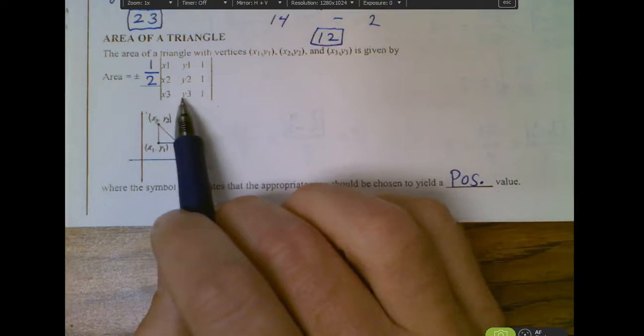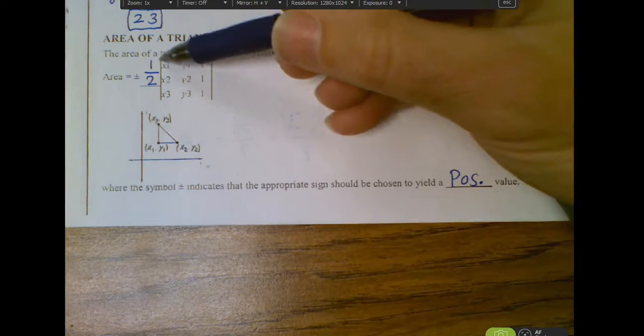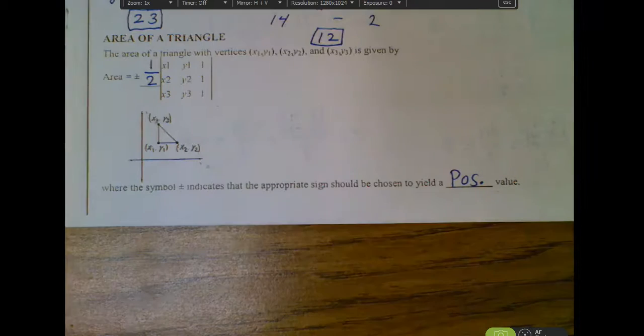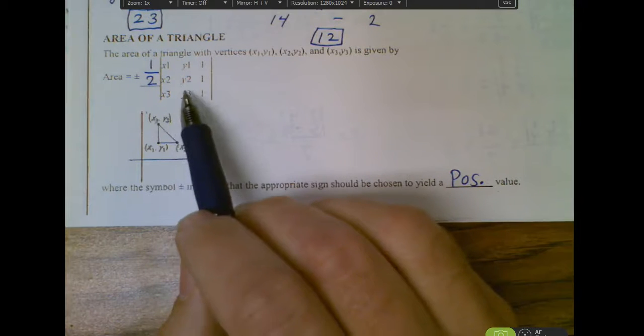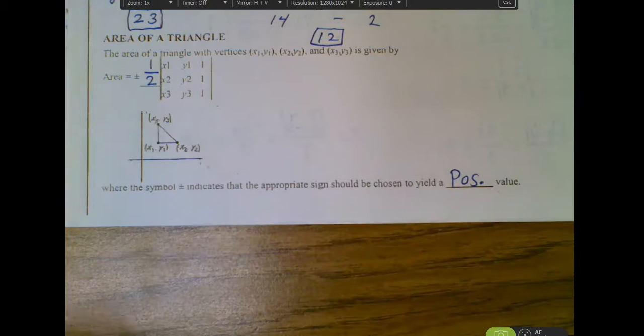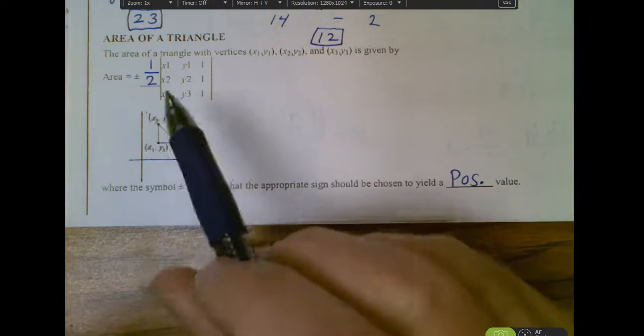When you find the determinant on this, remember, these brackets are here to tell you we are finding a determinant. That's one of our symbols. So we're finding the determinant of this matrix, and then we multiply it by a half. Just like doing 1/2 base times height, is kind of really where this comes from. So that's kind of all that's going on with this.